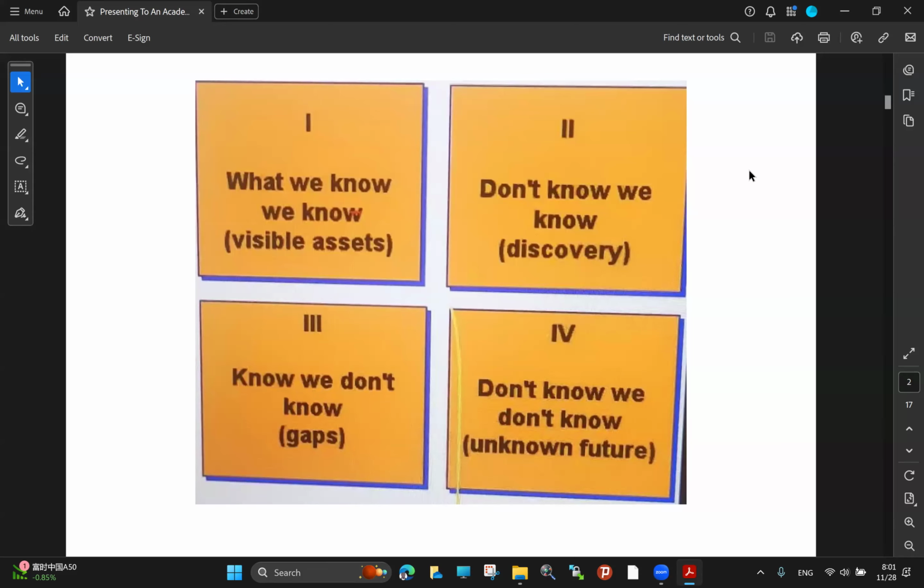Then there's that third part, that we know that we don't know. And this is where the gaps come in. And I've spoken a lot about the gaps. So we know that we don't know. Tell us the gap and then show us how you want to solve it with your novelty perspective. And the last part is we don't know that we don't know. So it's the unknown future, right?